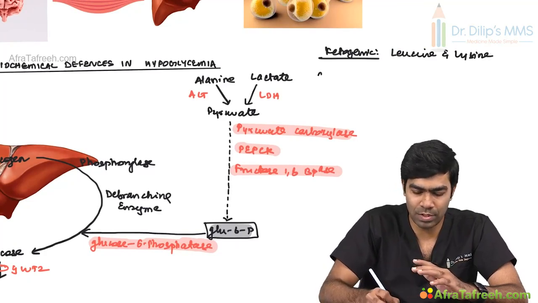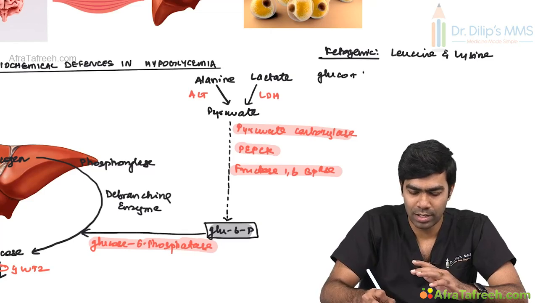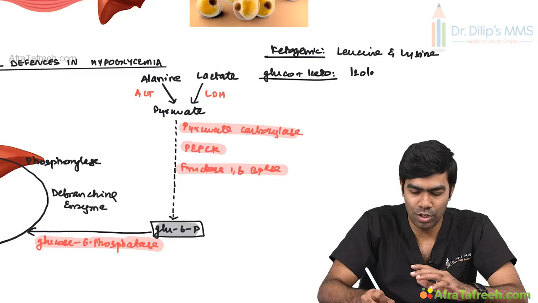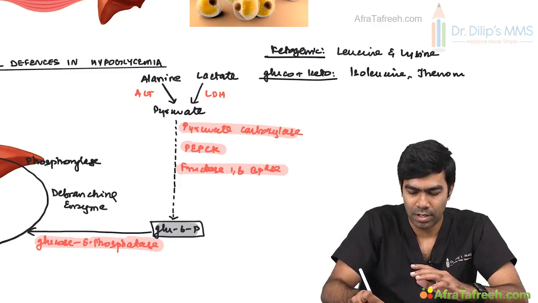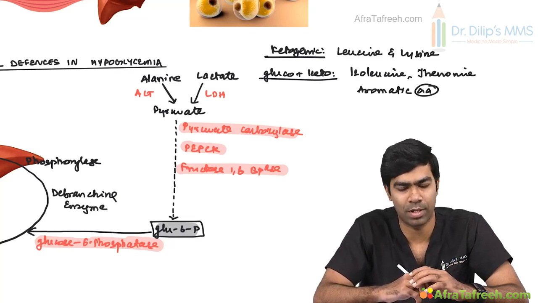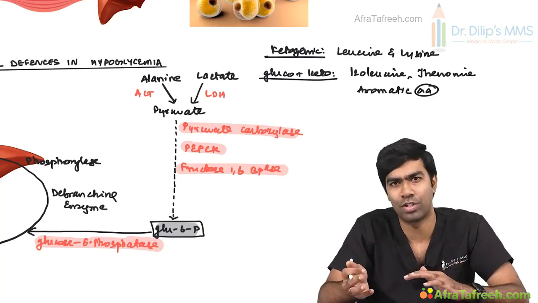And there are some amino acids which are both gluconeogenic and ketogenic. So amino acids like isoleucine, threonine, and the aromatic amino acids. You know what the aromatic amino acids are? They contain the aromatic ring: the classic phenylalanine, tyrosine, and tryptophan are aromatic amino acids. All these are combined gluconeogenic and ketogenic.